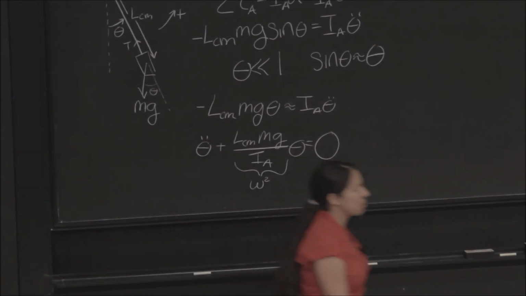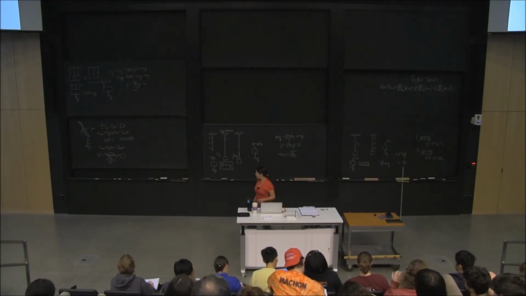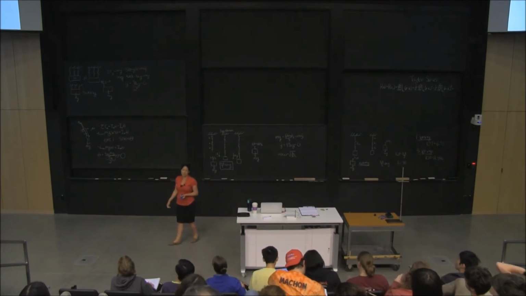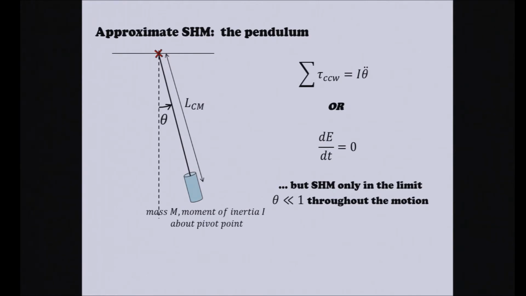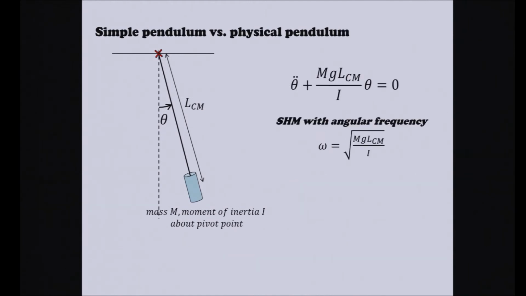Oh, okay. So you're saying, well, when is it? Somebody said this is g over L_CM. Well, it depends on what this moment of inertia is. I didn't really say what kind of object I was swinging on the pendulum, right? So we limit our motion so that theta is really tiny. We could do dE/dt equals 0, but in the interest of time, I think we're just going to do the sum of the torques.